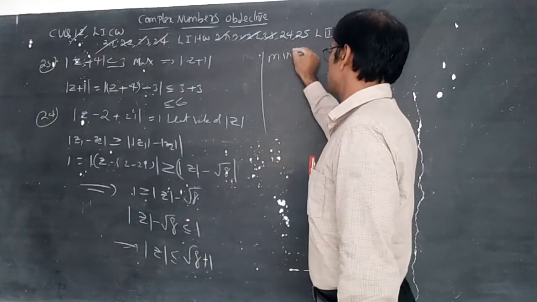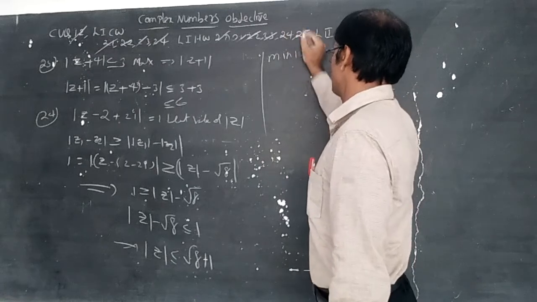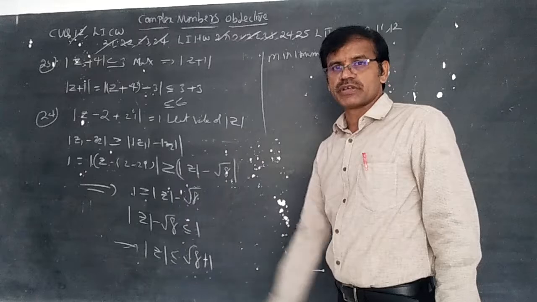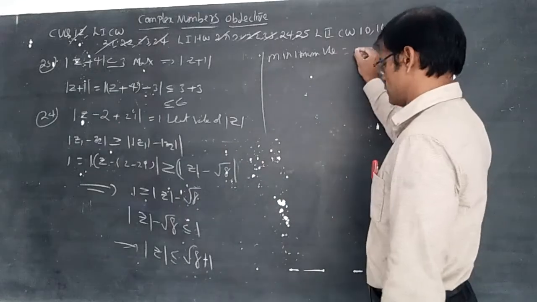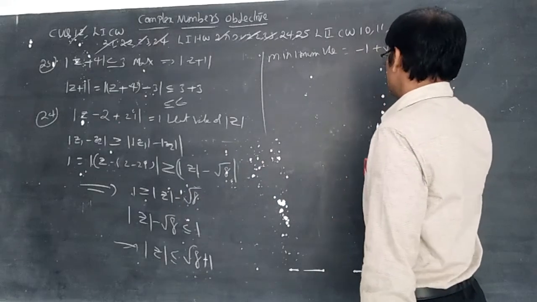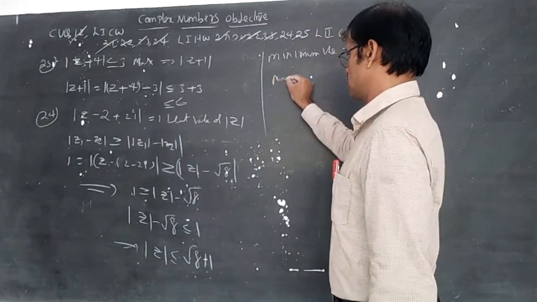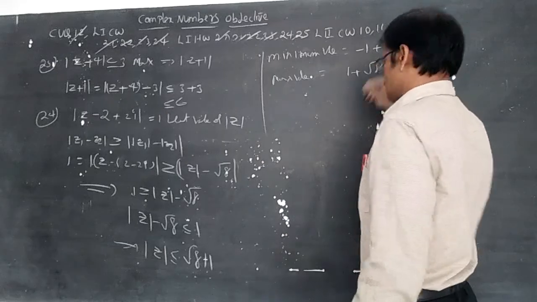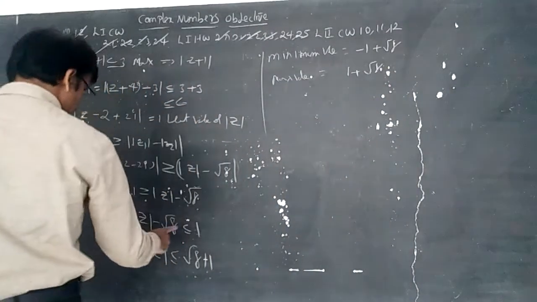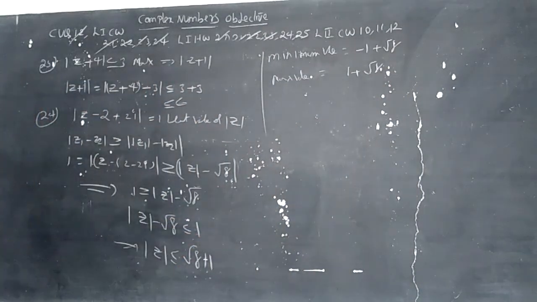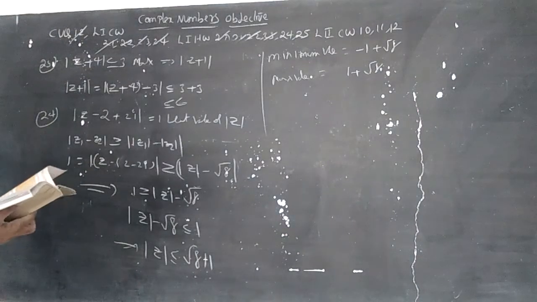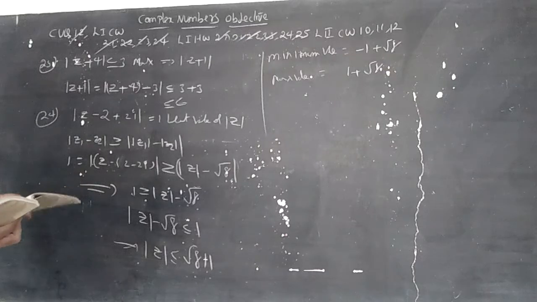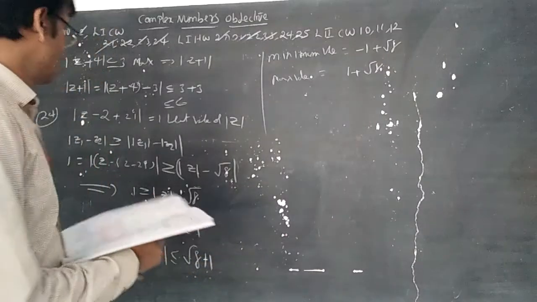The min value depends upon the example sum. Minimum value is minus 1 plus root 8, and maximum value is 1 plus root 8. That's all. So this plus or minus 1 concept you should understand. The answer to the 24th question is the 4th option: root 8 minus 1 is the minimum value.